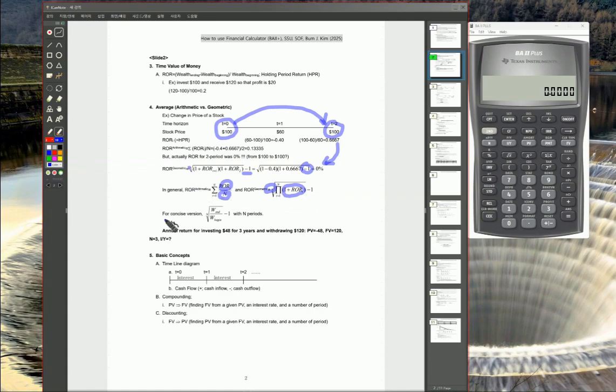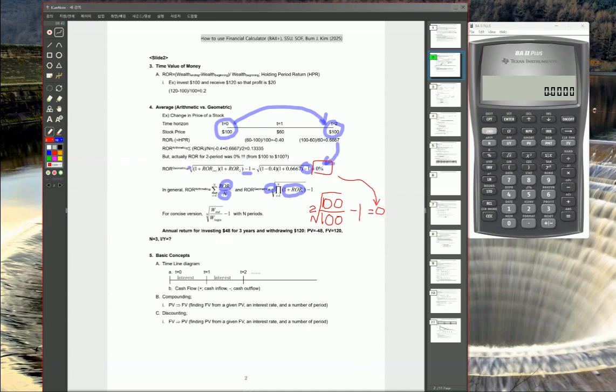Here's a concise version of finding the geometric return. Using the exercise we have, we have $100 worth at the end and $100 worth at the beginning, and take the root, n is 2, the square root, minus 1. Basically, this will give you a percent. So it will correspond to the answer you got by using the ordinary formula. But this concise version will give you the same answer.